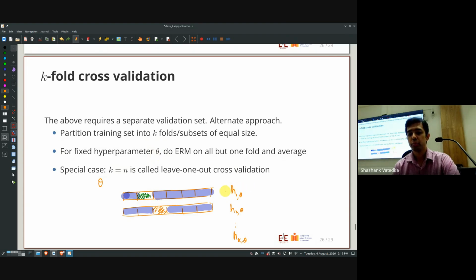And then you evaluate the performance. So the loss of each of these. Now this loss is computed on these samples. This loss is computed on these samples and so on. And then you average. And you do that for different choices of theta. The theta that minimizes this average loss is going to be finally chosen. All right. So that is k-fold cross-validation.